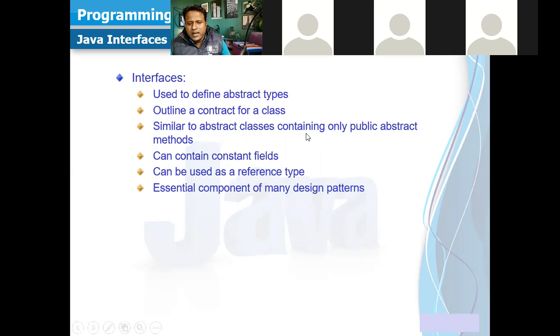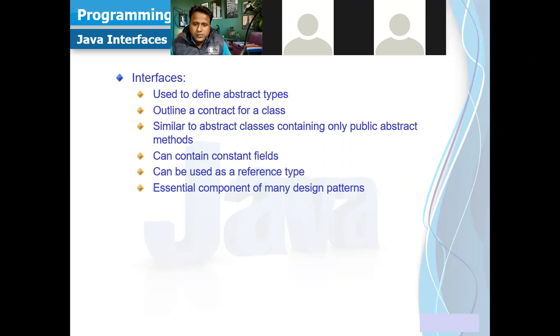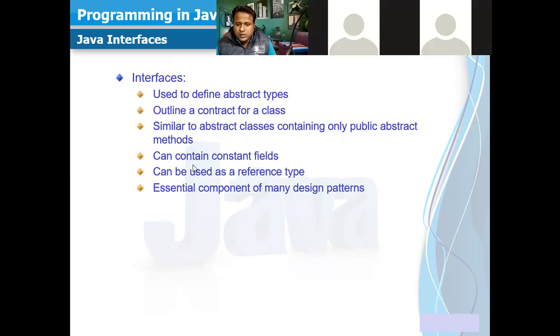Similar to an abstract class, it contains only public abstract methods. It can contain constant fields. Interface contains the constant field. It can be used as a reference type. If you want to define any variable as a constant, you can use a constant field. It can be used as a reference type.